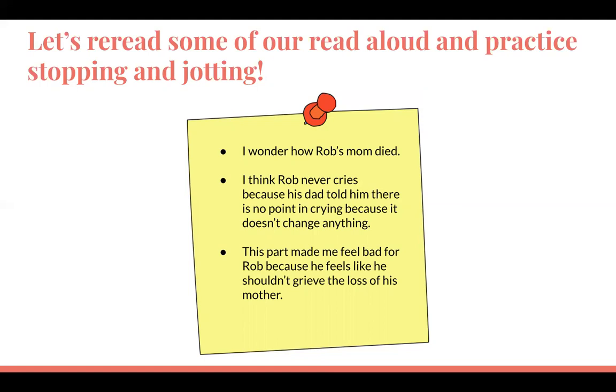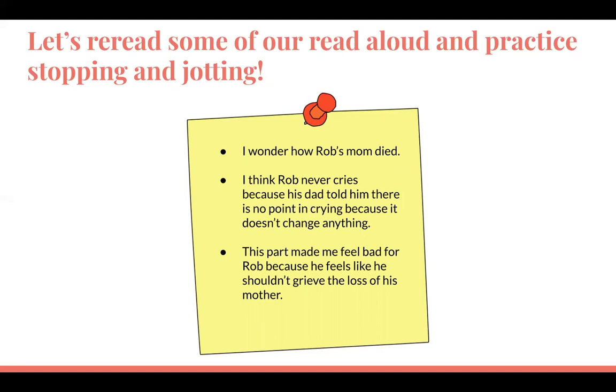So I'm going to stop, and what I would do is I would jot down the note. I wonder how Rob's mom died, because that's where we've just found out they went to her funeral. She passed away. So as a reader, we're probably wondering what happened. All right, so I'm going to keep reading a little bit.